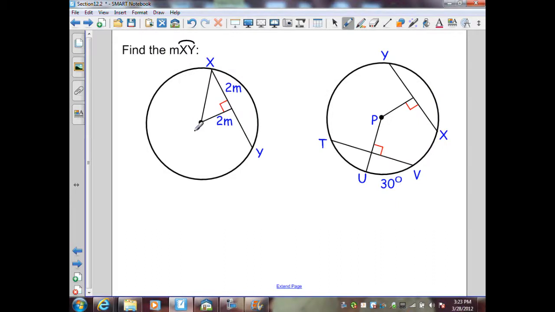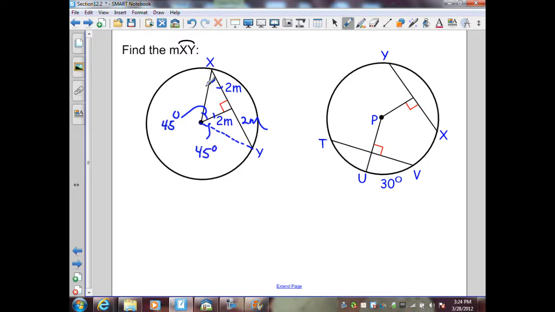On this slide, they want me to find the measure of arc XY. In our first diagram, we're given a radius that is going to a chord, and it's perpendicular to that chord. I know that each of the legs of that right triangle that is generated is 2 meters long. Therefore, this is an isosceles right triangle. That tells me that these angles must be congruent, and therefore must equal 45 degrees. If I generate another radius to the other end point of my chord, that will also generate a right triangle that I know to be isosceles.